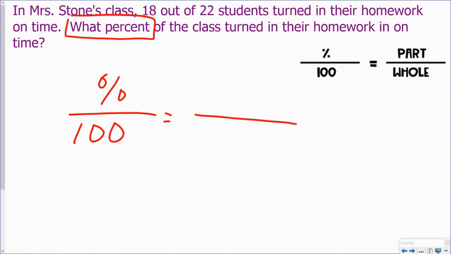Now again, I need to find the part and the whole. Well, again, here it says of 22 students. So this "of" is kind of the key word to say 22 is going to go here. And it says 18 out of. So that's the part that's turning in their homework.